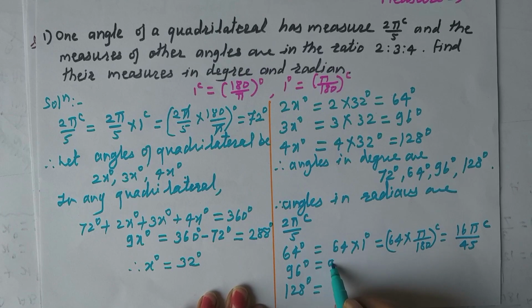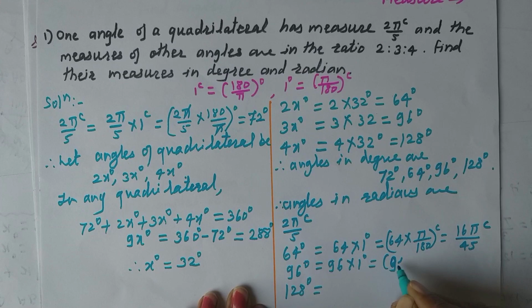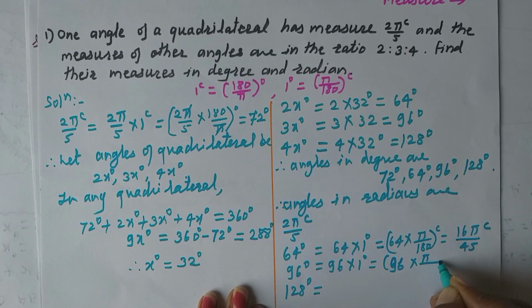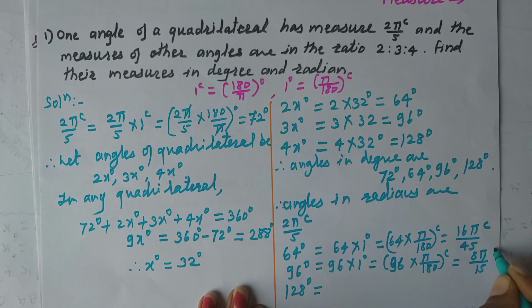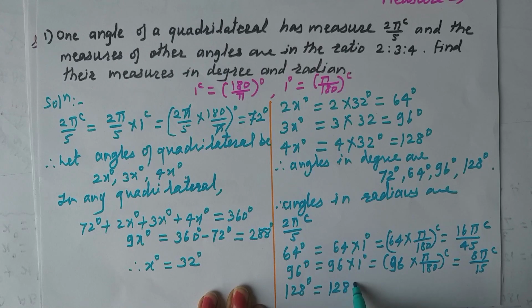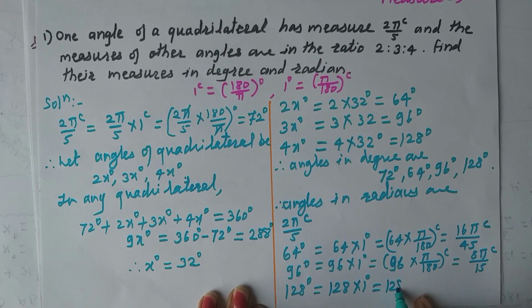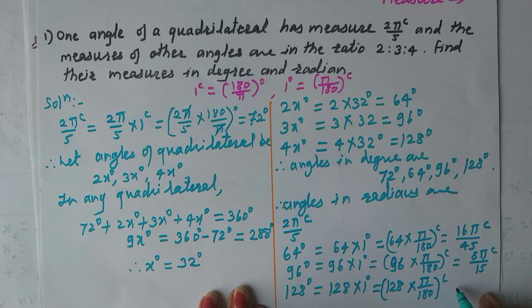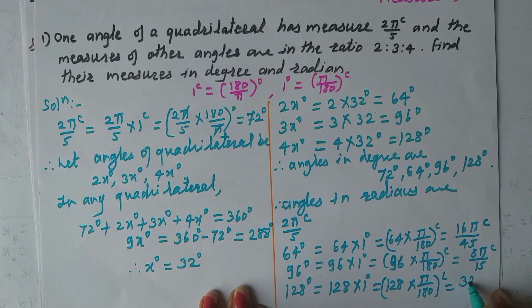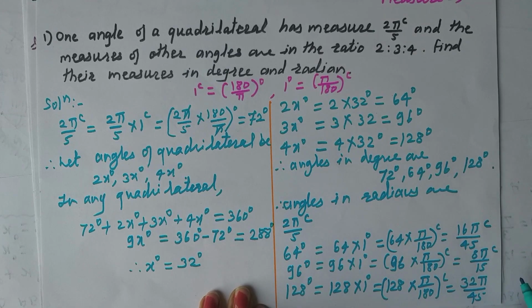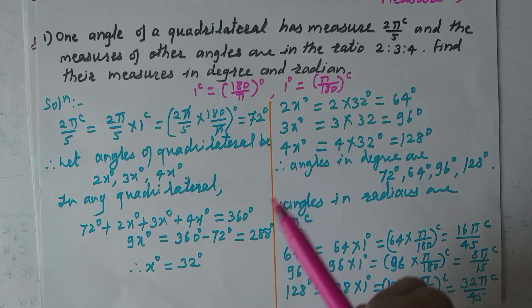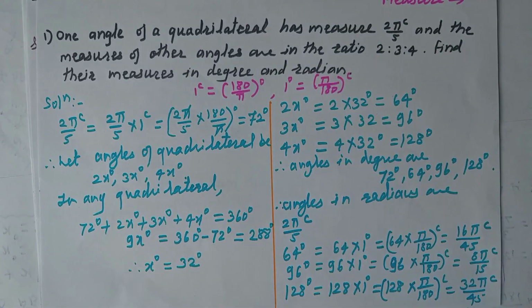Then convert this 96 into radians. Write down this 96 into pi by 180, and after simplification, this is nothing but 8 pi by 15 radians. Again, convert this 128 similarly, and after simplification, this is nothing but 32 pi divided by 45 radians. Here we have found the angles in degree as well as in radians.